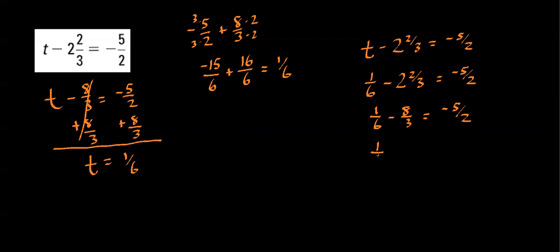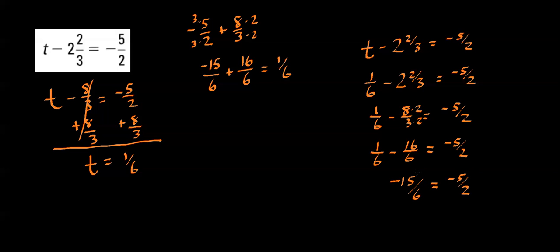I need a common denominator here, so I'm going to get both of these in terms of sixths. So I'm going to multiply top and bottom by 2. This is 16 sixths. So 1/6 minus 16 sixths would be 1 minus 16, which is negative 15. So I have negative 15 over 6 equals negative 5 halves.